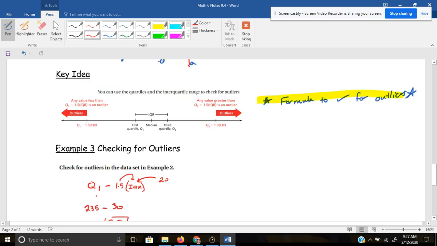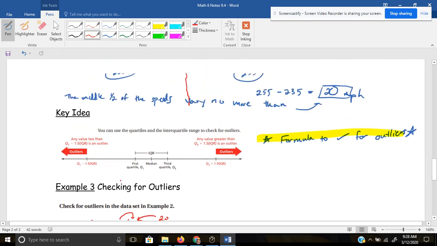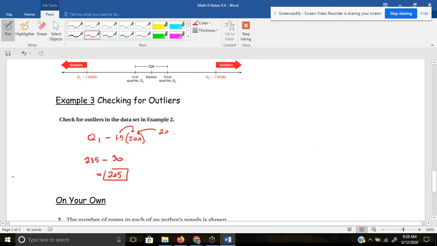Now we need to look and see, are there any values less than 205? Scroll back up to our data. Are there any values less than 205? No, there were not. So I'll put no values less than 205. So we don't have any small outliers.